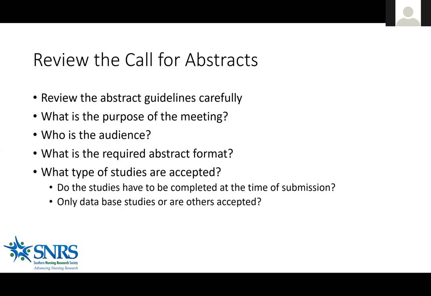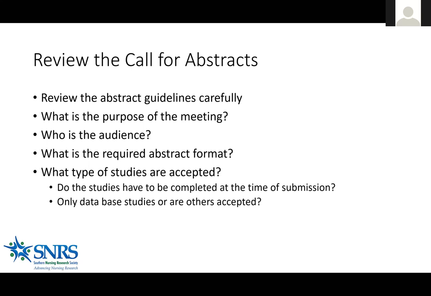So we're going to start with the first step really in writing an abstract and what you want to do. And so the first thing you want to focus on is reviewing the call for abstracts. So find the specific information that you find when there's a call for abstract for that particular conference. And you want to review the abstract guidelines carefully. You want to consider the purpose of the meeting, and does the purpose of the meeting align with your research study? Who is the audience? So who will be attending this conference? And how would you want to focus your abstract to meet the needs of the audience?